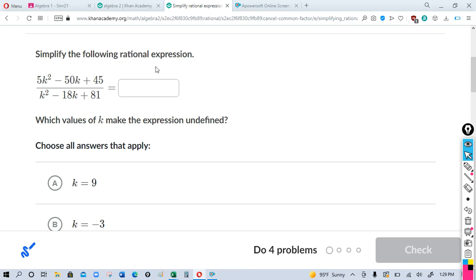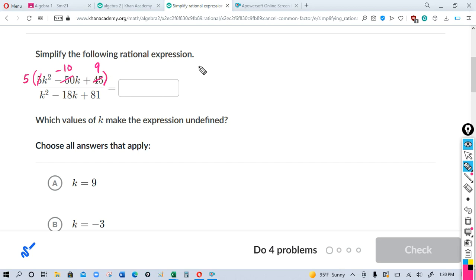So they want us to simplify the following rational expression. All right. So in the numerator here, I can see these are all divisible by 5. So I'm going to factor out a 5, and then divide each of these by 5. 5 divided by 5 is just 1. Negative 50 divided by 5 is going to be a negative 10. And 45 divided by 5 is going to be a positive 9.